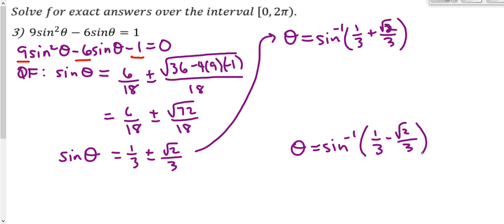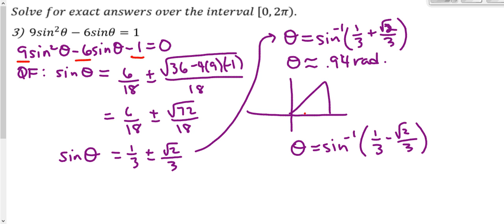Okay, guess what we're going to do? That is correct. We're going to grab a calculator, make sure it's in radians, and we're going to type these in and see what we get. So for the first one, we get approximately 0.94 radians. Now that would be in quadrant 1. Okay, 0.94.